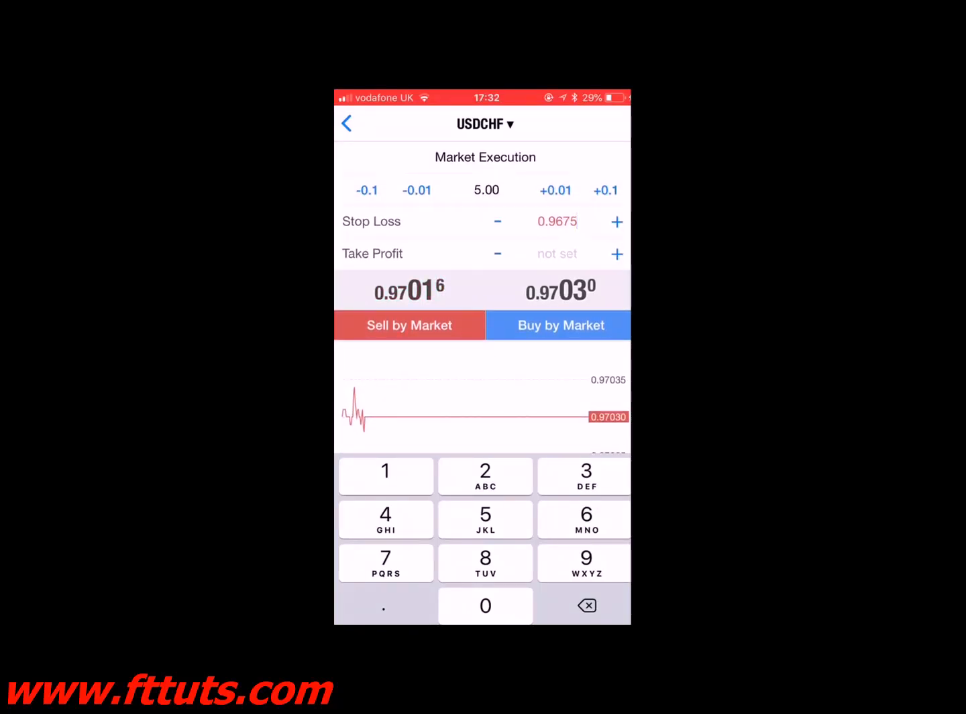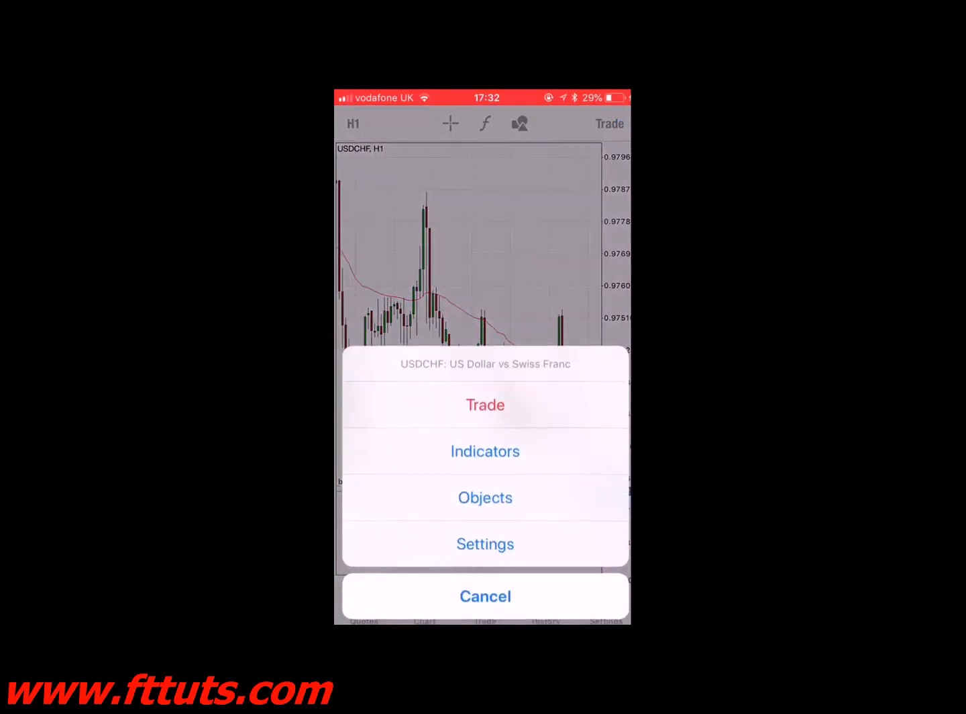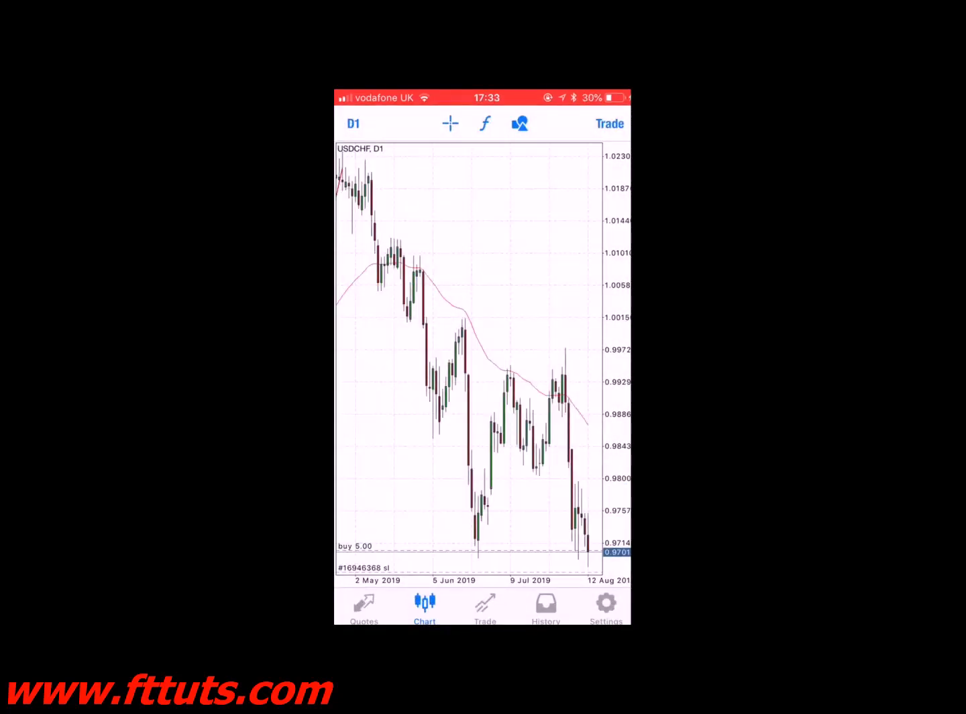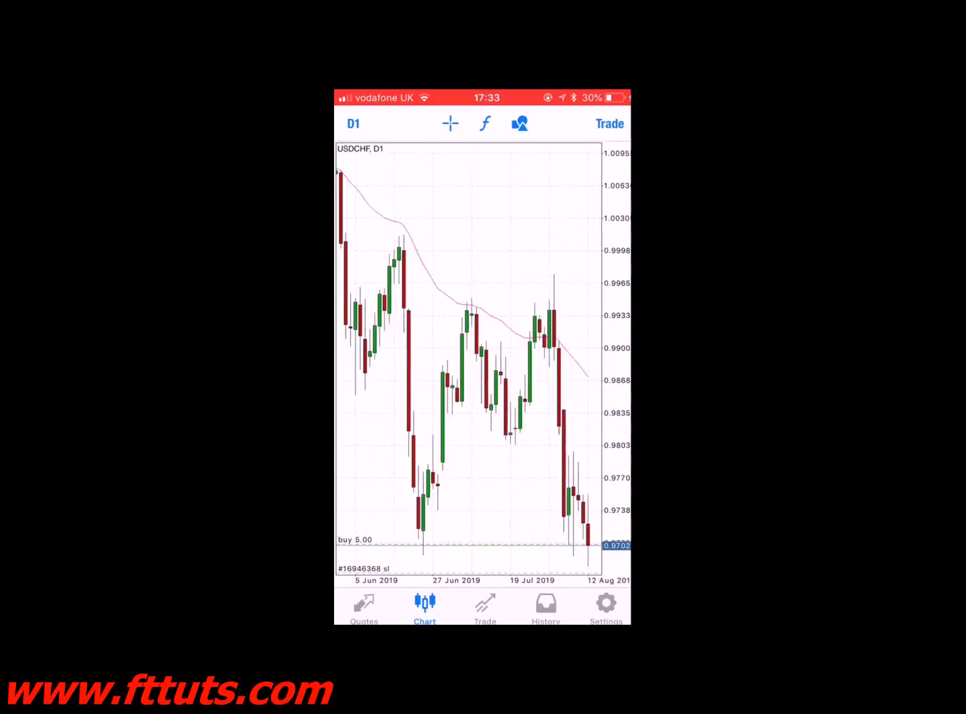And we're going to enter the market at a buy of 5 lots. Now, obviously, we've not calculated risk and etc. But that doesn't matter. This is just to illustrate how to open a trade and obviously close a percentage of that trade.